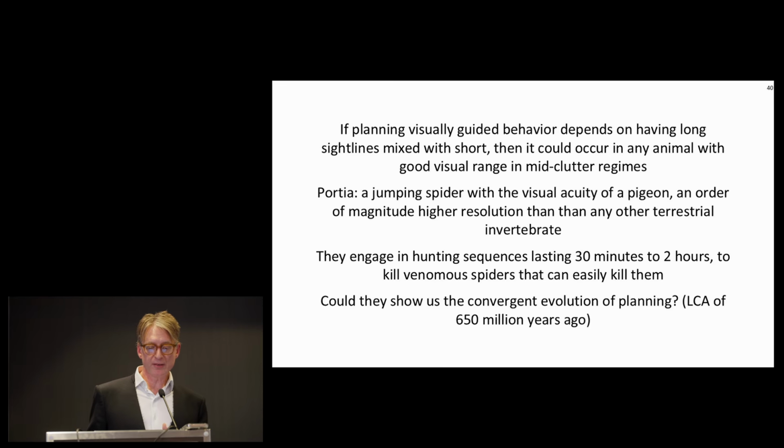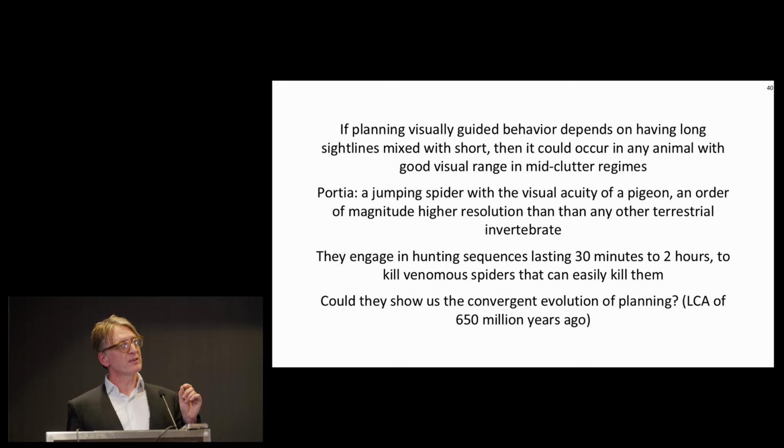So they engage in hunting sequences that last 30 minutes to 2 hours, and these hunting sequences are just unbelievable, and they kill venomous spiders that can easily kill them. So this is a very dangerous kind of hunting sequence where the hunter could easily be killed by its prey. So could studying planning in this animal show us some principles of convergent evolution of planning between animals whose, in this case, last common ancestor was 650 million years ago? So clearly not a planning animal.